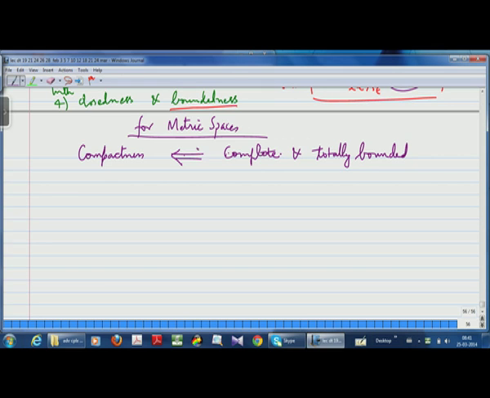And in fact, this way also is correct, because if a space is compact, it's of course totally bounded, I have told you. If a metric space is compact, it is totally bounded. I told you it has finite diameter, and finite diameter is comparable to the diameter of any epsilon net, which exists because of total boundedness.